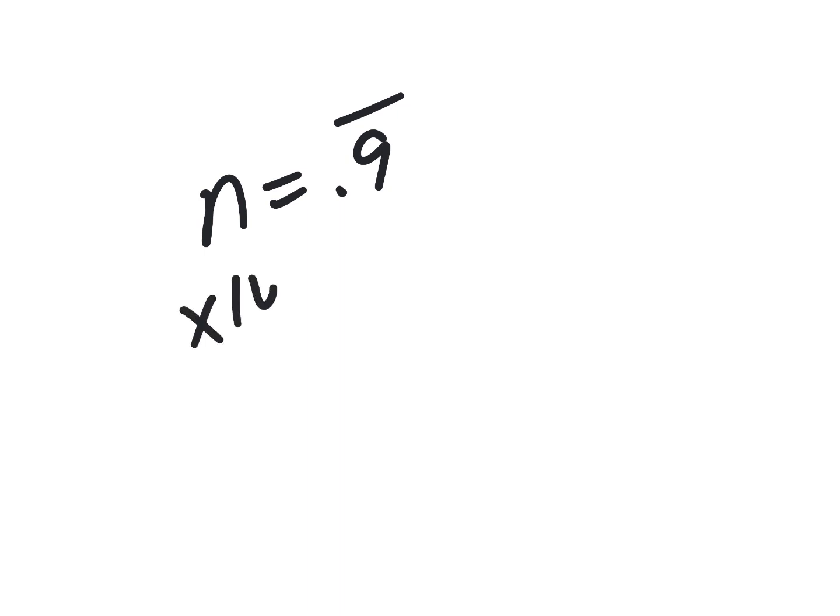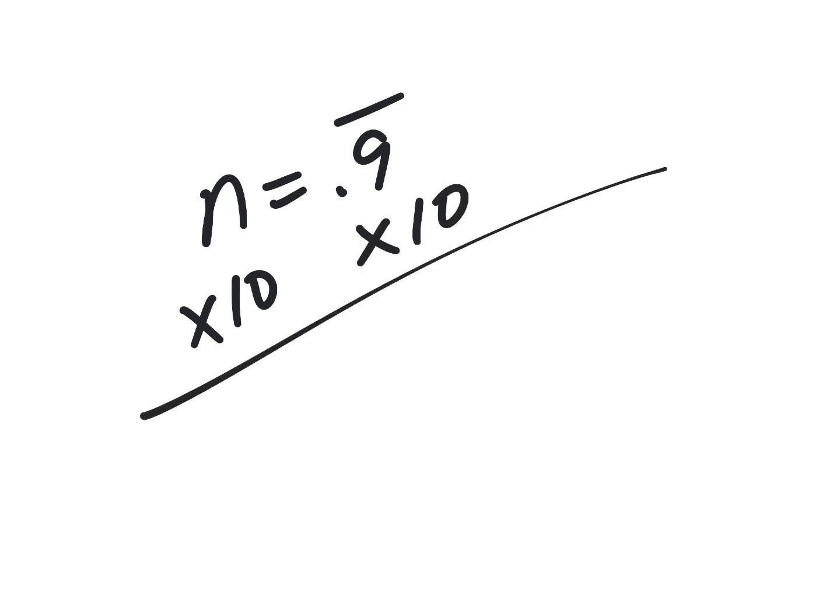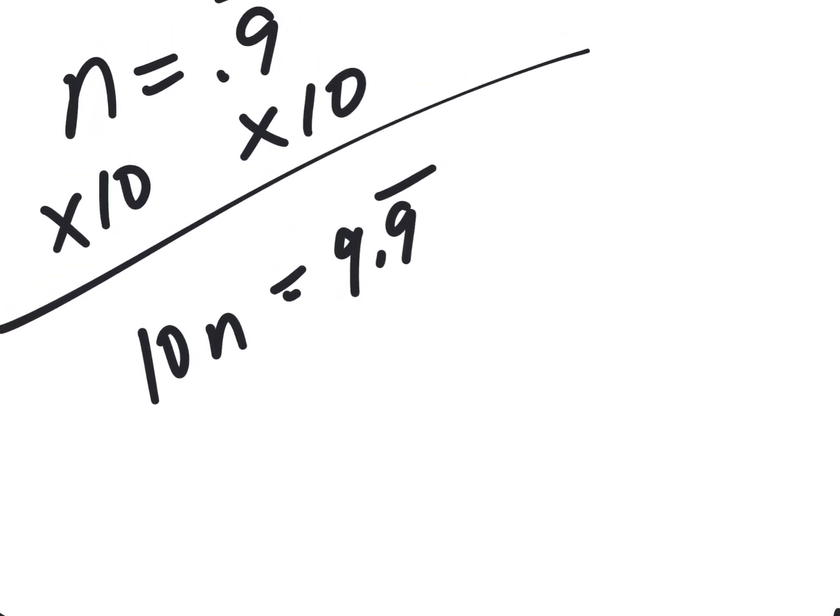And that goes like this. N equals 0.9 repeating. Would you agree I can multiply both sides by anything I want? I'm going to multiply by 10 on both sides. What's 10 times n? 10n. When you multiply a decimal by 10, you can move the decimal over and it'd be 9.9 repeating. Okay. Next.